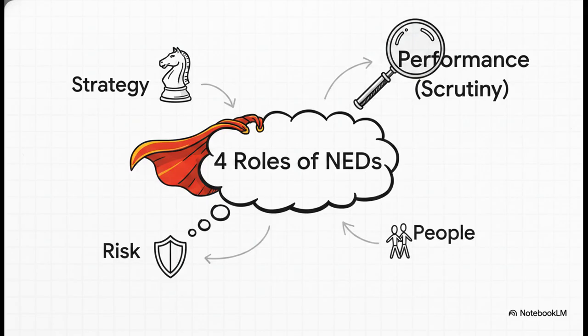Second, they monitor performance. And the absolute key vocabulary word you want to use here is scrutiny. They rigorously scrutinize management to make sure goals are actually being met. Third, they oversee risk by verifying financial information. And finally, people, which means they help determine executive pay and handle succession planning. Basically, a NED's ultimate superpower is their willingness to intelligently challenge management.